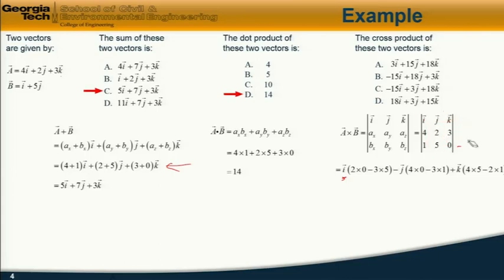Next, we form the j component, cross that out, and again, because the signs alternate, that's going to be minus j, multiplied by 4 times 0 minus 3 times 1. And finally, the k component, which is going to be positive, 4 times 5 minus 2 times 1. Expanding that out, we find that that is equal to minus 15i plus 3j plus 18k, and the answer is C.